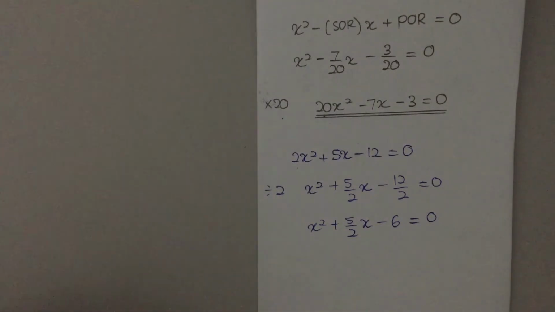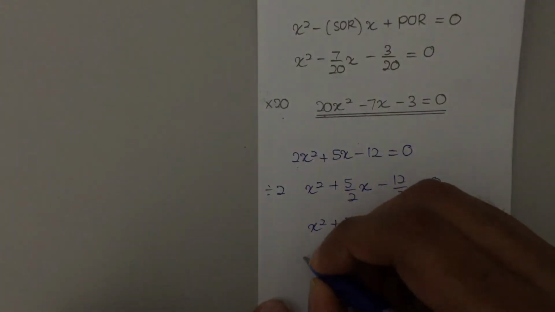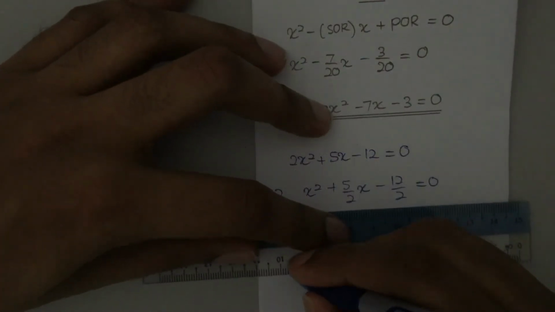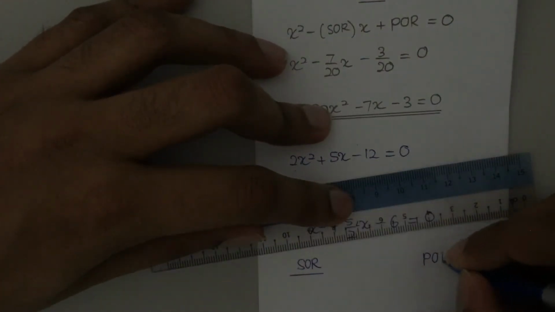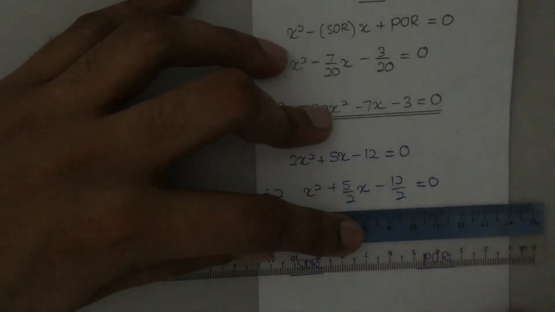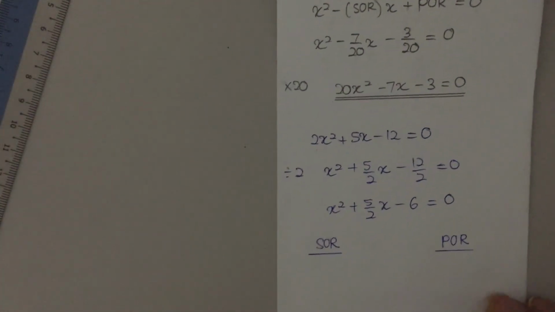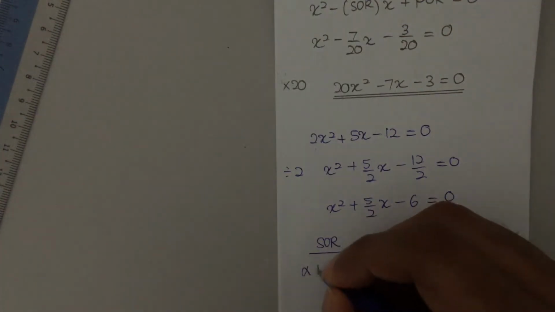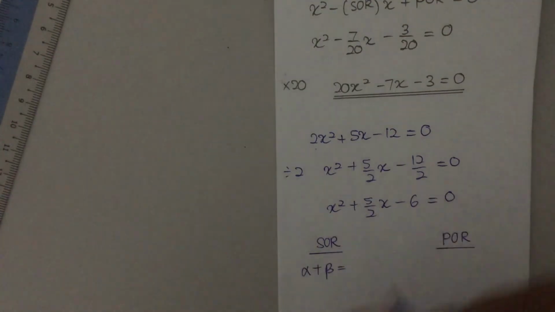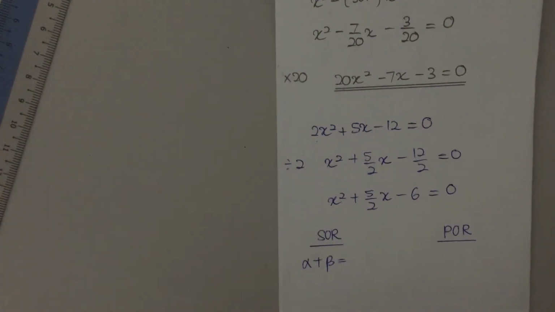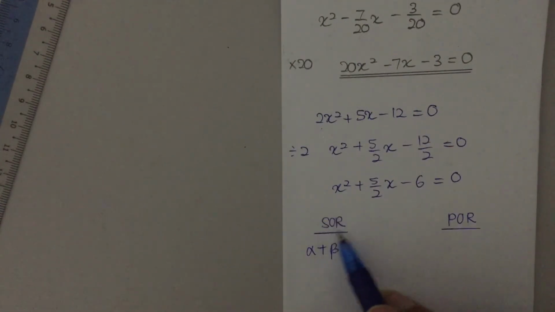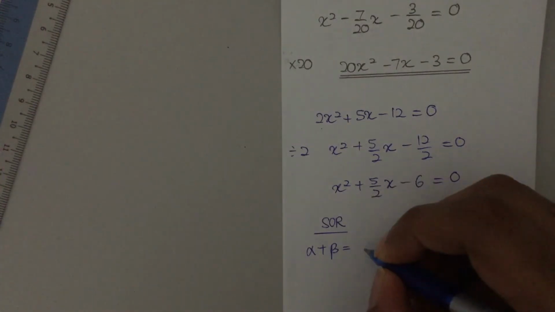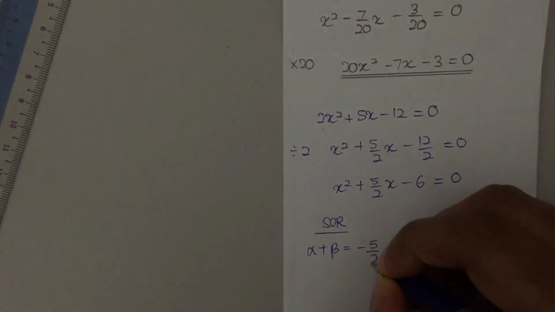Once you're done with this, let us proceed to the next step, forming the SOR and POR. Sum of roots, SOR, and POR, product of roots. Let us solve them in parallel. SOR in this case is alpha plus beta. Please be careful whenever you want to find SOR. From here, alpha plus beta is equal to negative 5 over 2.